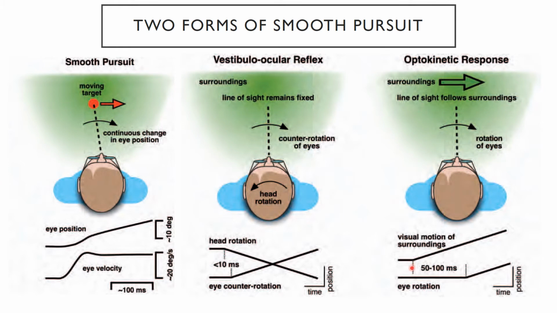So let's say you're in a parked car, and all of a sudden the car starts moving. Your eyes will have a 50 to 100 millisecond delay, and then all of a sudden they'll start moving at the same speed that the surroundings are moving. This is essentially the same thing that's happening with smooth pursuit when you're tracking a moving target. That's the optokinetic response. We're not going to talk about any of this in great detail.